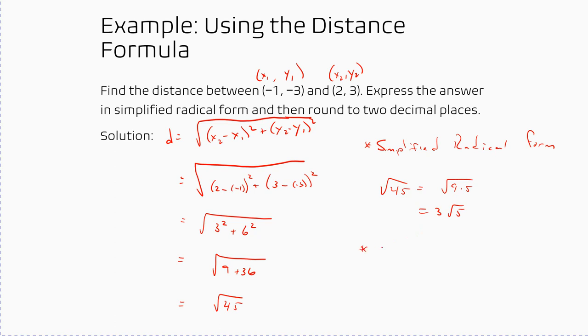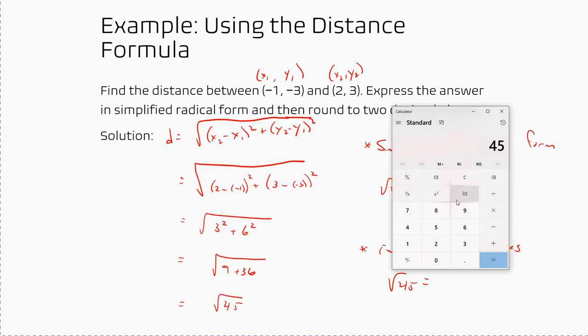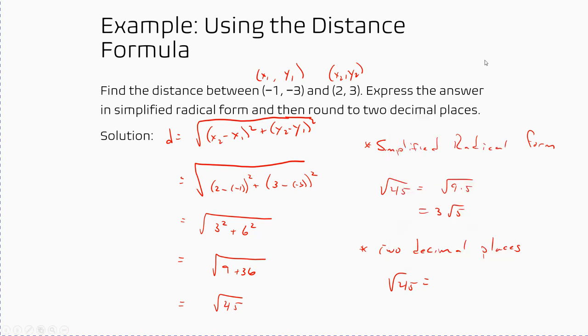All right, 2 decimals. So this you're going to need a calculator for. So you just go square root of 45. This is 6.71 when I round to 2 decimal places, 6.71. And there you go. So it's just following the formula. I don't really need to do too many examples here. It's just follow the formula. Okay.